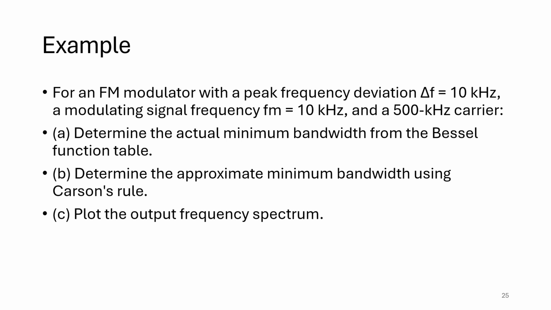From the Bessel function table, we need to solve for M. If we're going to set the bandwidth using the Bessel function, we need to establish our M. In the previous problem, M was already given. In this problem, we do not know yet the value of M, but we can solve for it. M is equivalent to the frequency deviation divided by the modulating signal frequency. So in this case, this is 10 kilohertz divided by 10 kilohertz. It will be cancelled, so this is equivalent to 1.